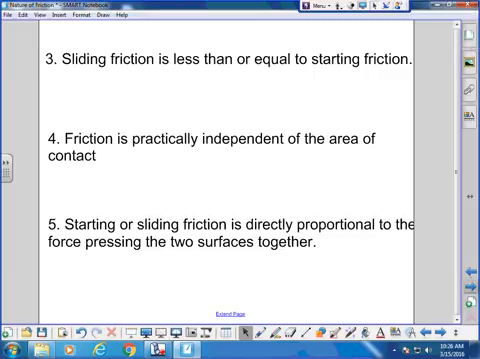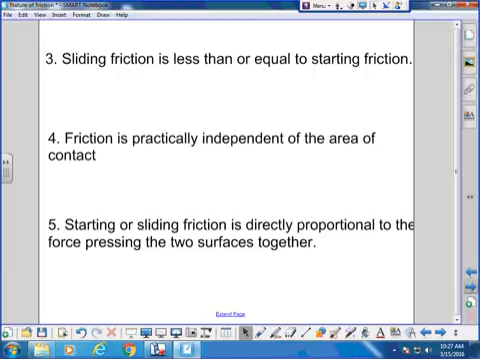Friction is practically independent of the area of contact. Common misconception that the greater the surface area, the more friction. Not exactly true. People think that the skinny tires or the wide tires on drag cars or bikes has to do with friction. It has to do with pressure and heat, actually. So it's not really true.